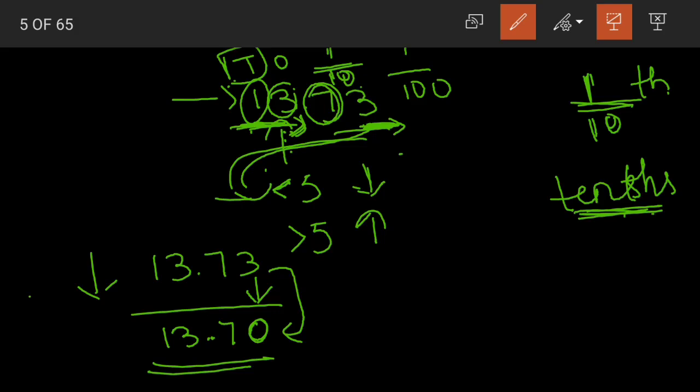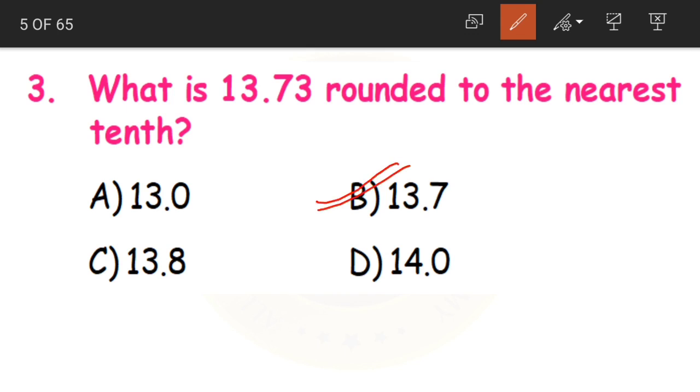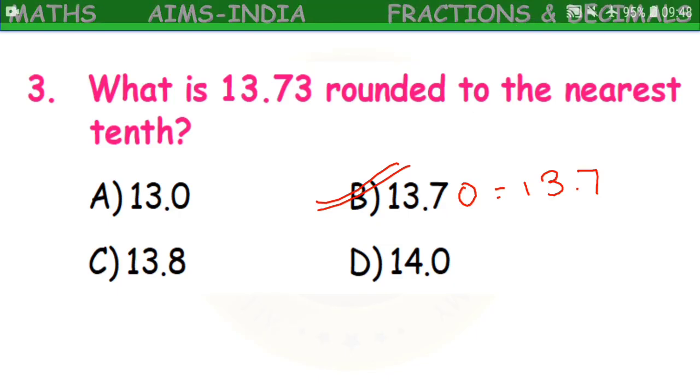Yes, there we looked at the digit in 1's place and then rounded off. In the same way, to round off the given number to the nearest tenths, we look at the digit in 1/100th place. As it is less than 5, we round it down. The answer is 13.70. That is option B. 13.70 is nothing but 13.7. Yes, so option B becomes our correct answer.